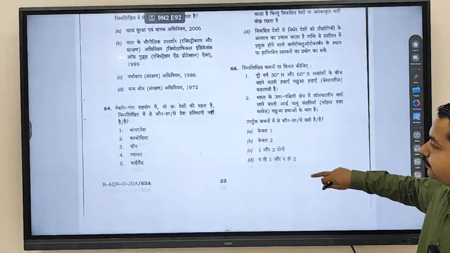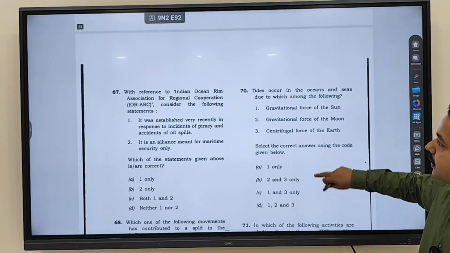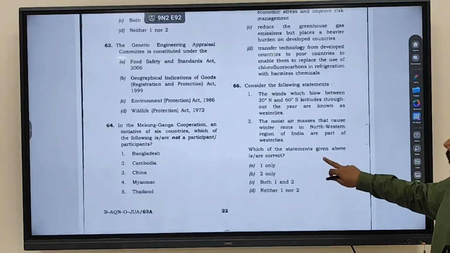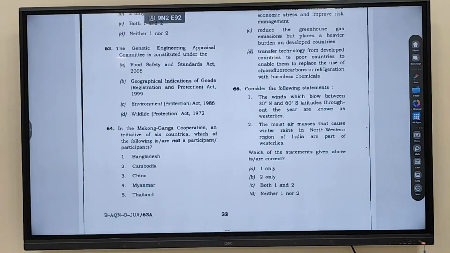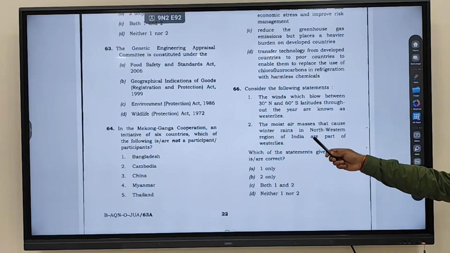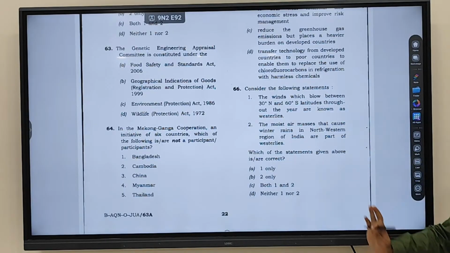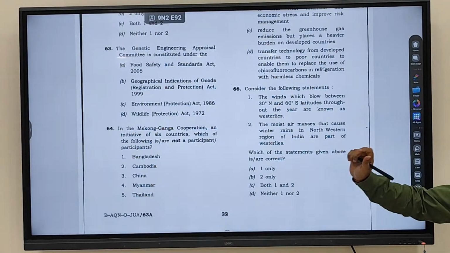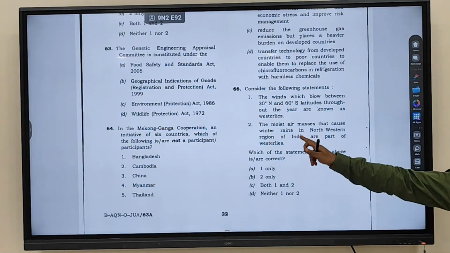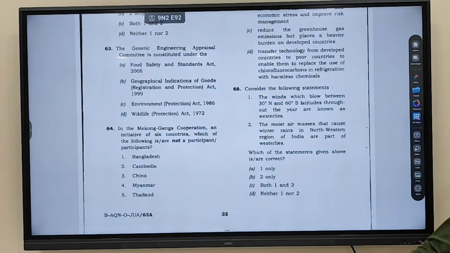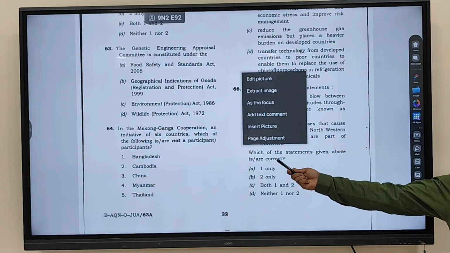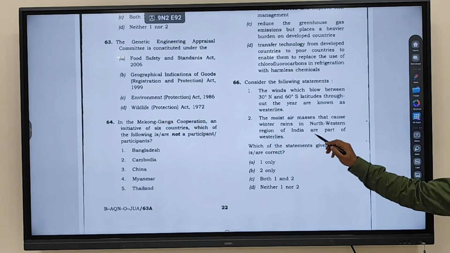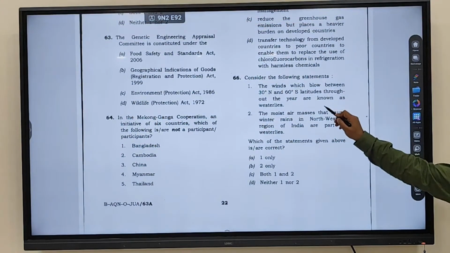I have a doubt in options actually. Fine, tell me. So the options are like one only, two only. One only means out of one and two, one is correct, the second is wrong. If first is correct, second is wrong, then you'll choose one only. If second is correct, first is wrong, then what will happen? Then two only, because the question is asking which of the statements is correct. Correct means your second statement is correct and first statement is wrong. So the answer will be two only.